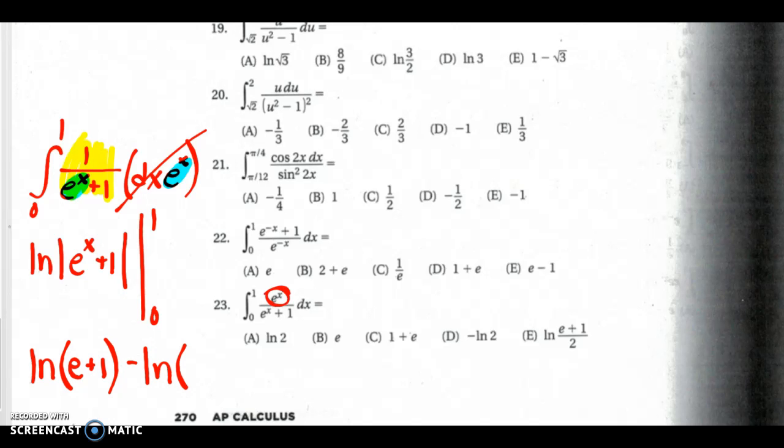plus 1, which is the ln of 1 plus e. Michael made a small mistake. There should have been the ln of e to the 0, which is ln of 1 plus 1, which is ln of 2, which gives us our correct answer.